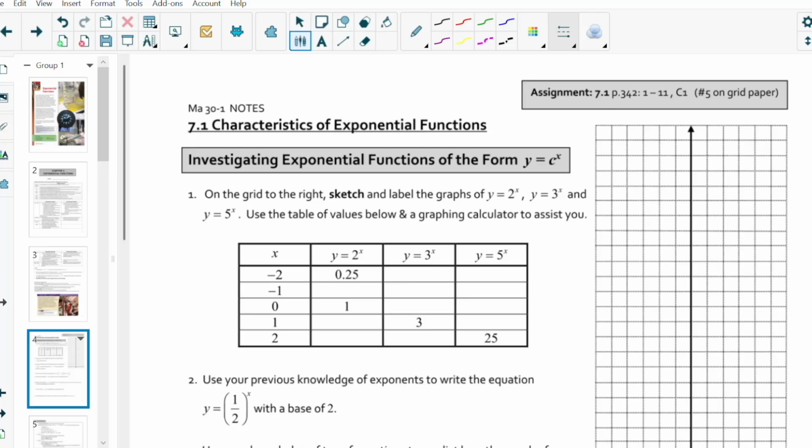Investigating exponential functions of the form y equals c^x, or most basic exponential functions. On the grid to the right, sketch and label the graphs as y equals 2^x, y equals 3^x, and y equals 5^x. Use the tables of values below and a graphing calculator to assist you. So I'm going to fill in some values that you can use. Let me zoom in.